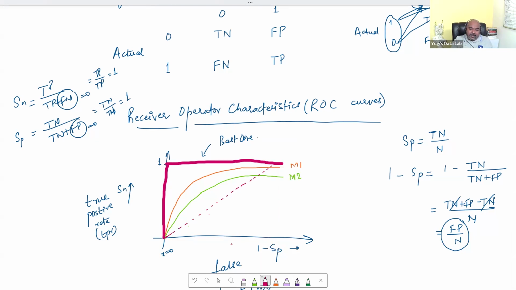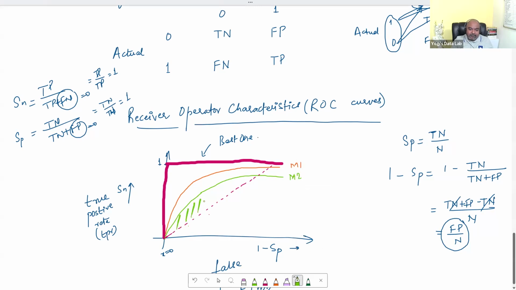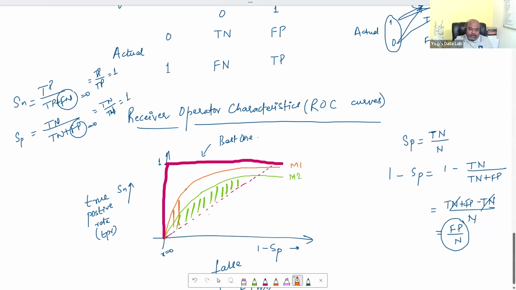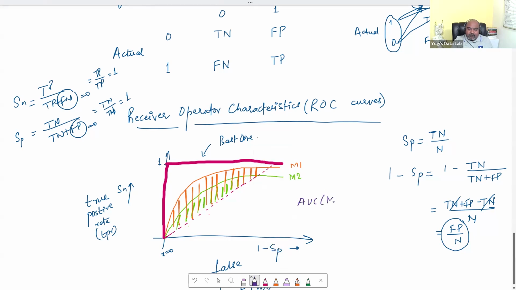So if you look at this area, which is enclosed by the green line and the dotted curve, this area is less as compared to the area which is enclosed by the orange curve and the dotted line. So this is what we are talking about, area under curve. When I say that the area under the curve for model M1 is greater than the area under the curve for model M2, hence model M1 is a better model.